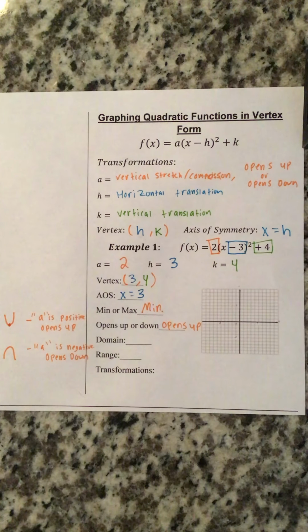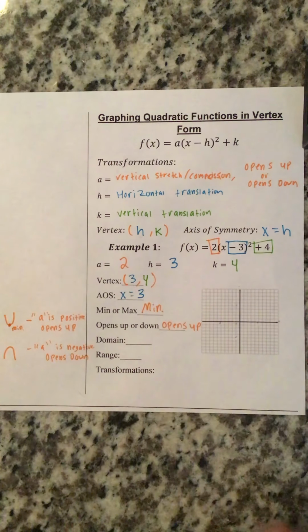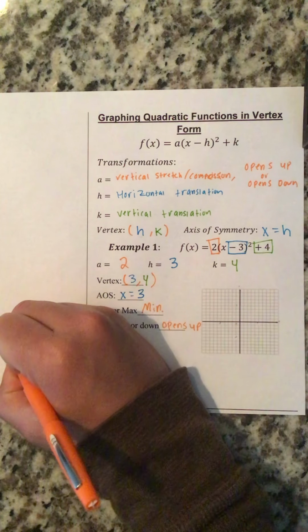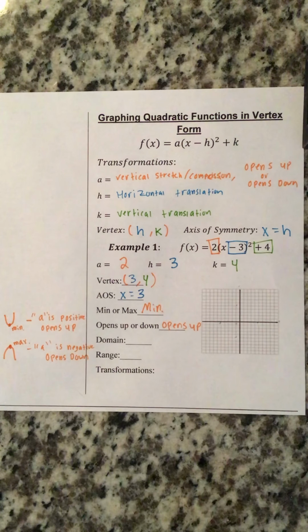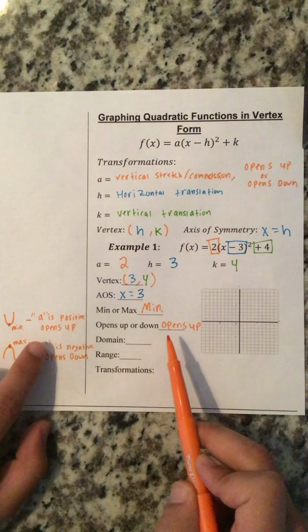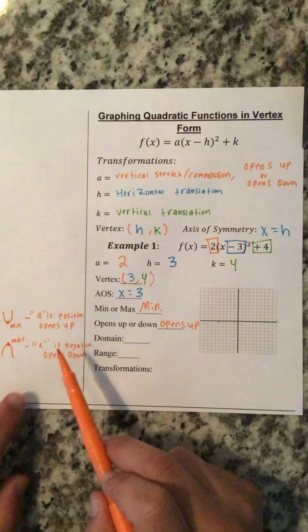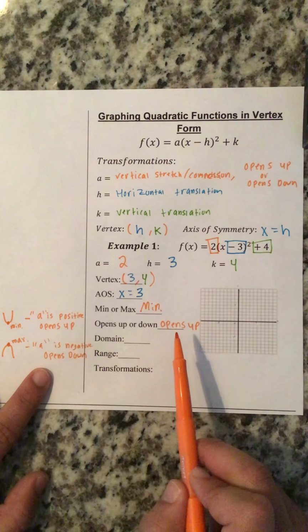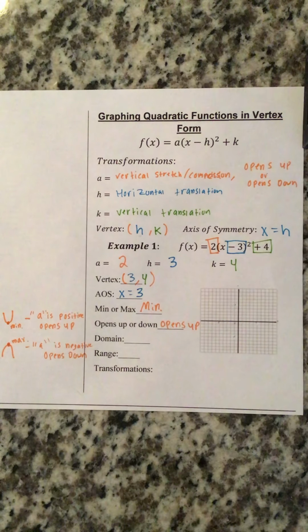Hopefully that makes sense. So this right here, that's going to be the min. Up here, this would be the max. So that's another thing that the A value tells me. If the A value is positive, that means my graph opens up and I have a minimum value. If my A were to be negative, my graph opens down and I have a maximum value. That's all that means.